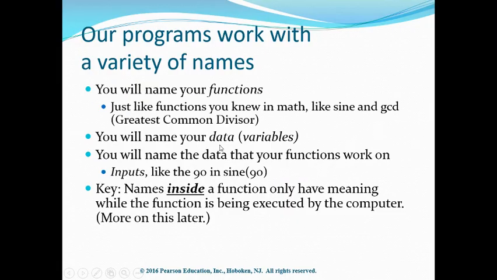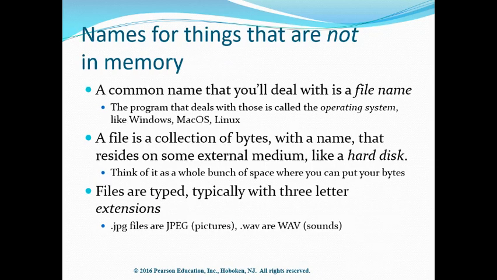So the names inside a function only have meaning while the function is being executed by the computer. Then there are names for things that are not in memory. A common name that you'll deal with is a file name. The program that deals with those is called the operating system. You have Windows, Mac operating system, Linux, even on your iPhone, iOS is an operating system. A file is a collection of bytes with a name that resides on some external medium, like a hard disk. Think of it as a whole bunch of space where you can put your bytes. Files are typed, typically with three-letter extensions. You have JPEG for pictures and WAV files for sounds.